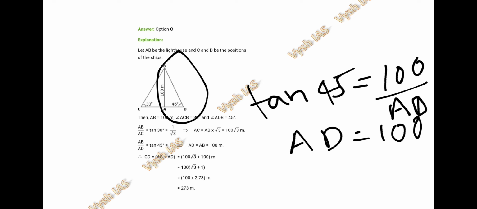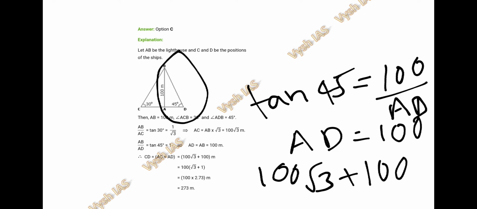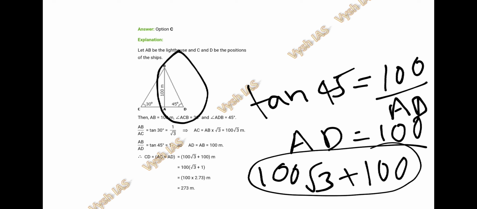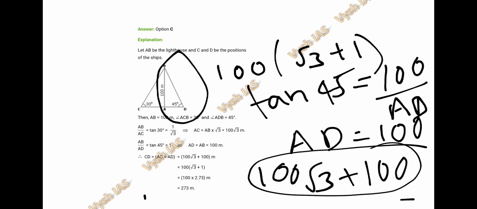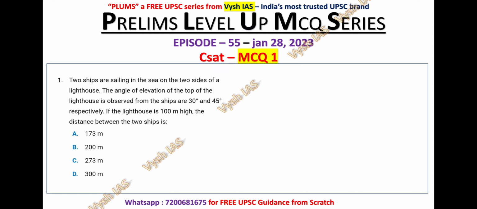In order to find the value of CD, CD is nothing but AC plus AD. The AC value is 100 root 3 as we have got earlier, and the AD value is 100. So this is the value of CD. If we take 100 as common, it will come as root 3 plus 1. Root 3 value is 1.732. 1.732 plus 1 is 2.732. So 2.732 into 100 is nothing but 273. So 273 is the correct answer for this question. Option C is the correct answer for MCQ number 1.